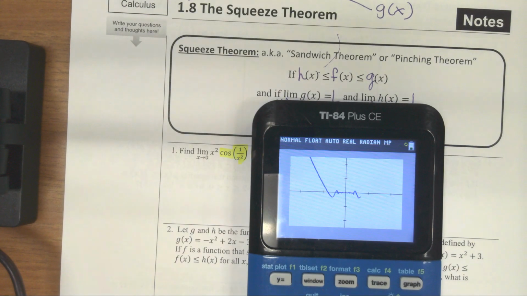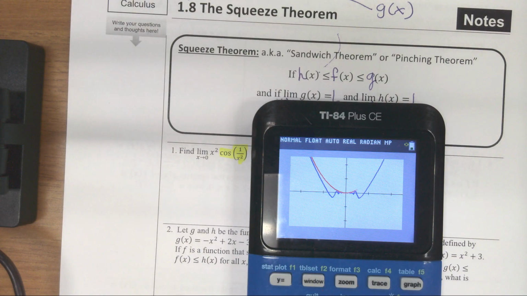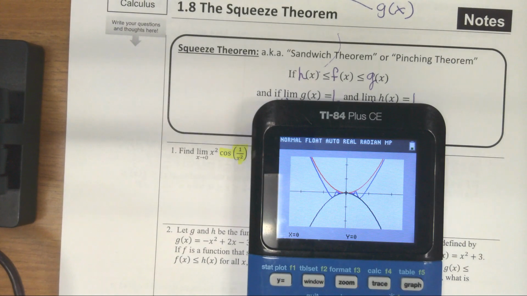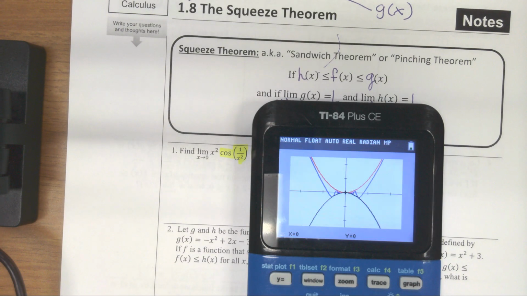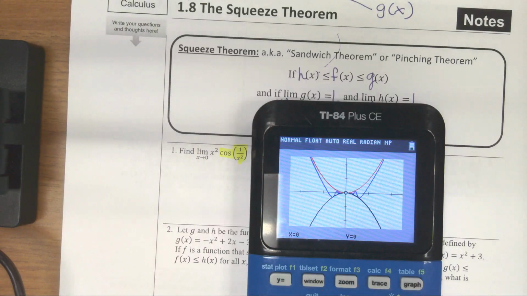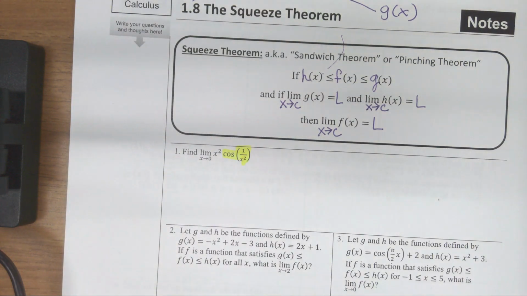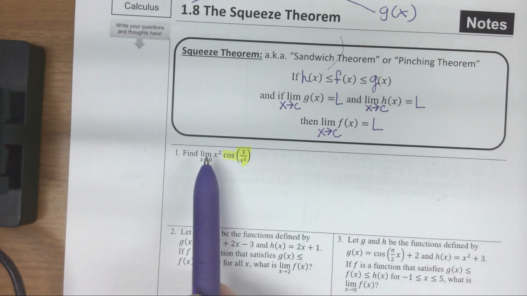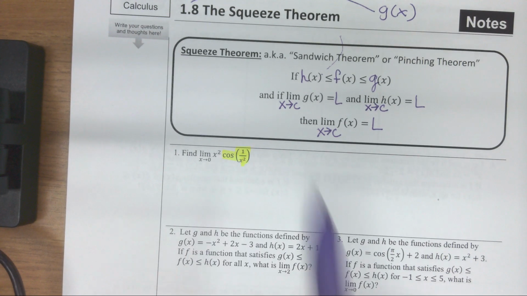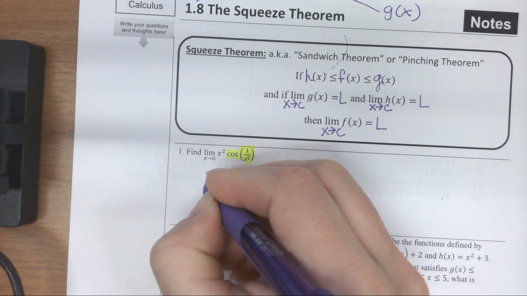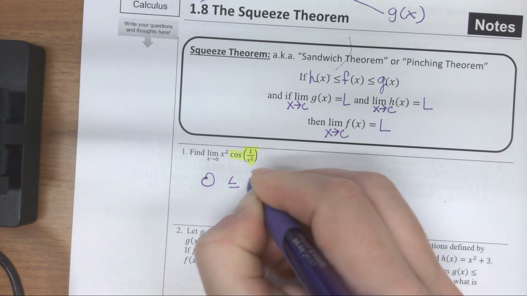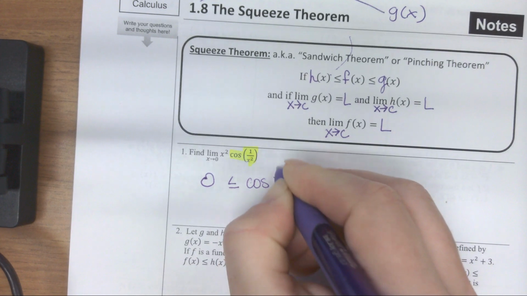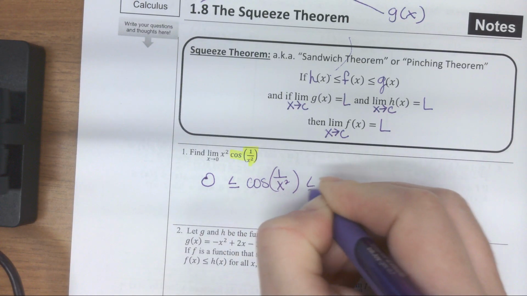Okay, do you see the oscillation going on in there? That's that curve. Okay. Do you see how the red and the black squeeze the blue? Is that making sense to you? Okay. So what I would say then for this is that I know that this is going to be squeezed between 0 and 0. How do I know that?